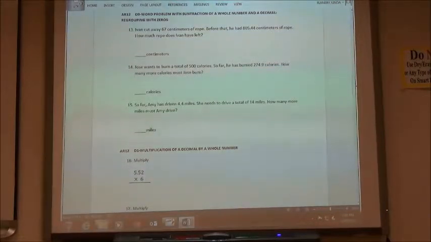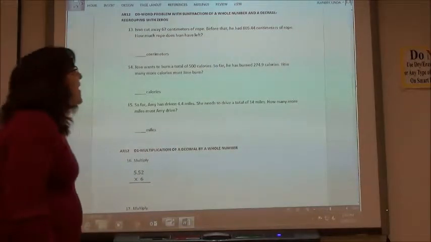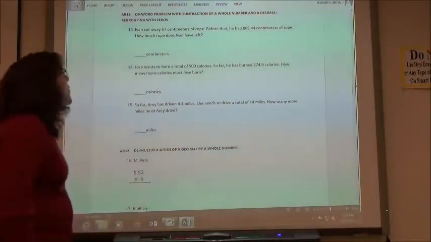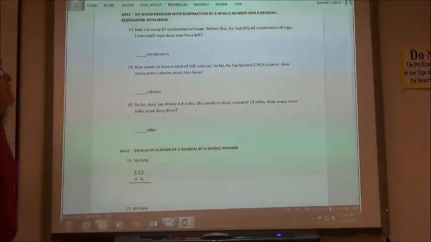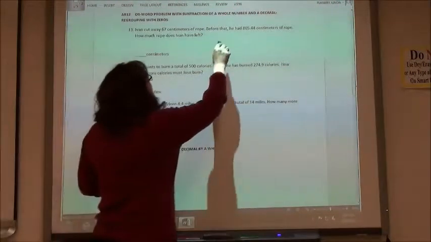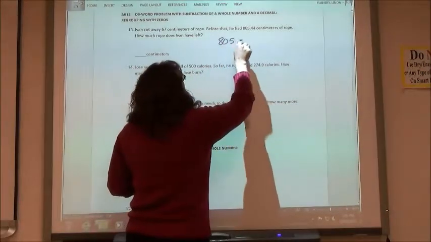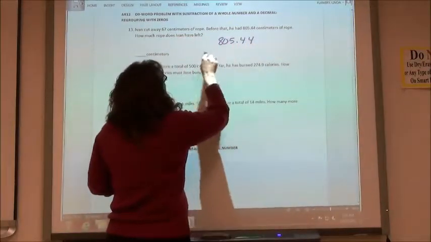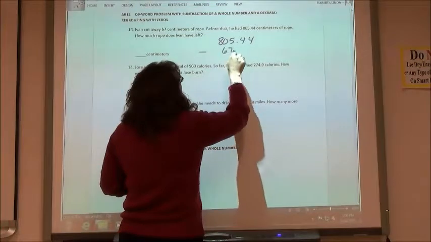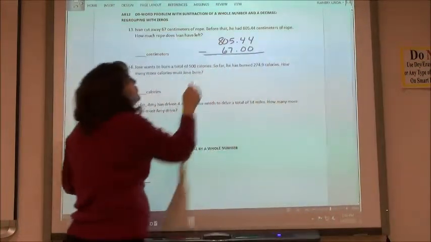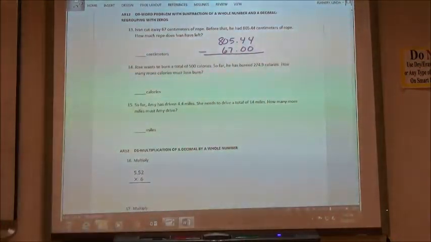It says, Ivan cut away 67 centimeters of a rope. Before that, he had 805.44 centimeters of rope. How much rope does Ivan have? So we cut away pieces, we're going to subtract. If I have 805.44 and I'm going to subtract 67, again, I would add my extra zeros so they line up all nice and neat, just like when I add. Then I can go ahead and do my subtraction.